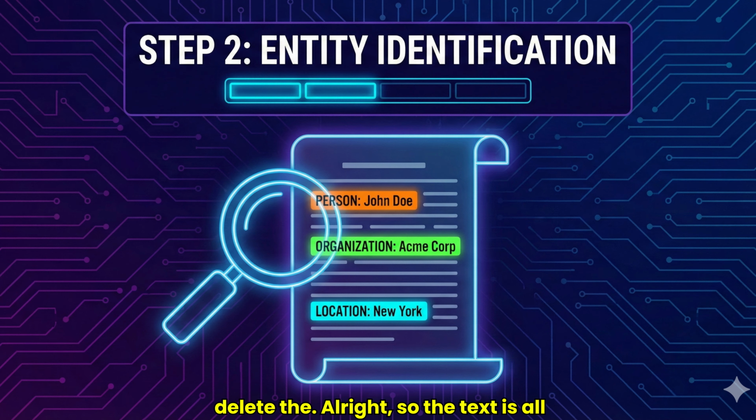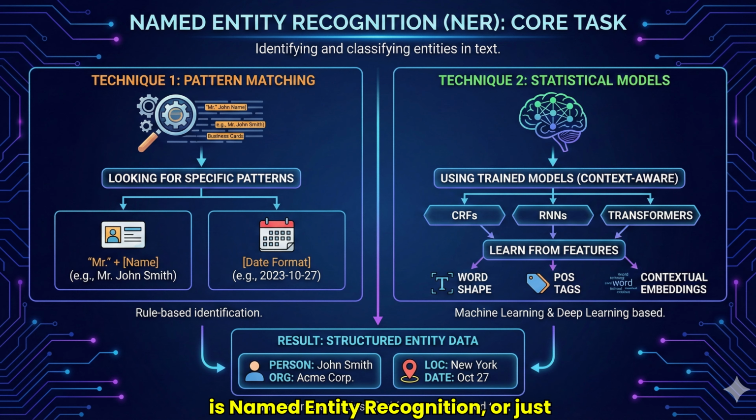All right, so the text is all clean and organized. Now we get to the really cool part, step 2. The system can start its actual detective work, finding the clues. This whole stage is about spotting the words and phrases that might be those important entities we're looking for. The official techie name for this is named entity recognition, or just NER for short. And this is the heart of the whole operation. NER is the specific algorithm that scans the prepped text and flags anything that looks like it could be a name, a company, a place, or a date.